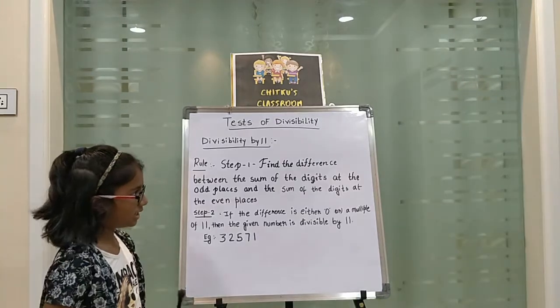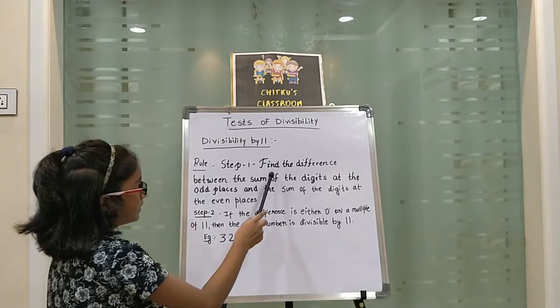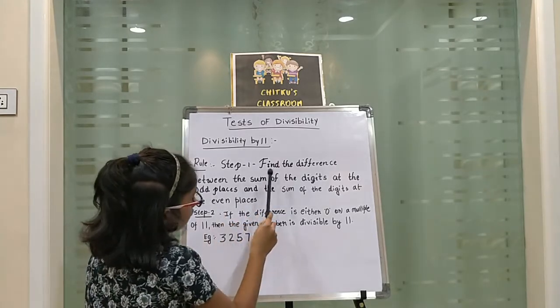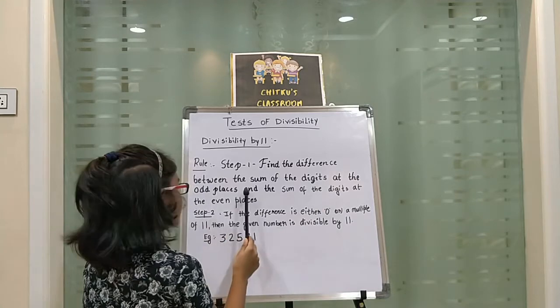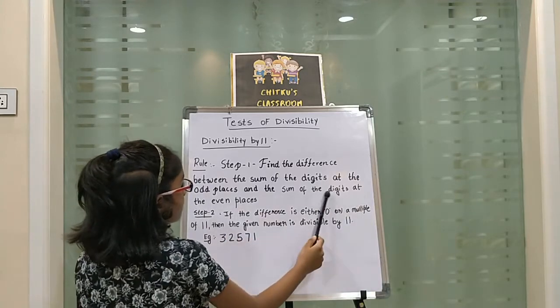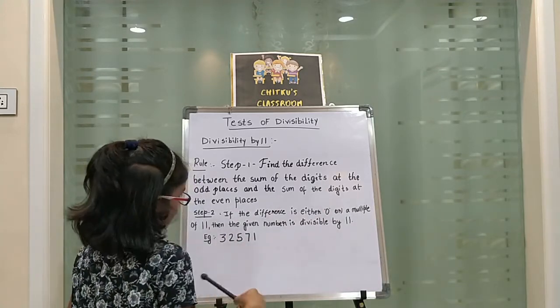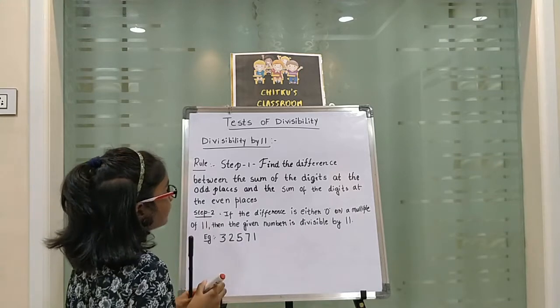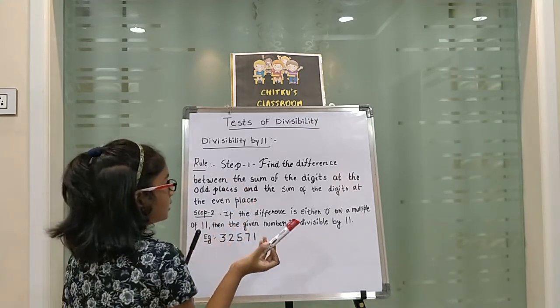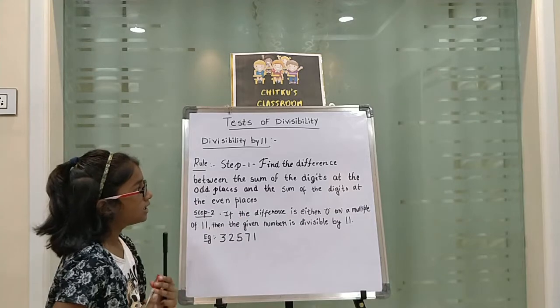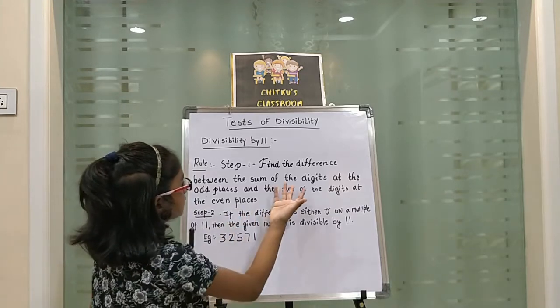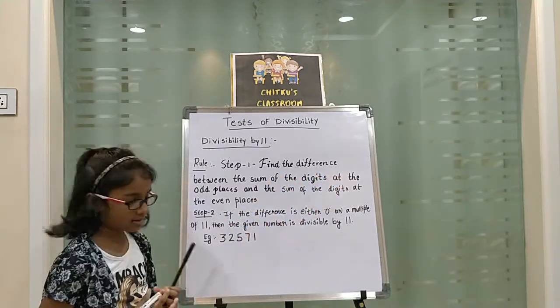Let's learn about divisibility by 11. Step 1: find the difference between the sum of the digits at the odd places and the sum of the digits at the even places. Okay. So we need to subtract the sum of the digits at the even places from the sum of the digits at the odd places.